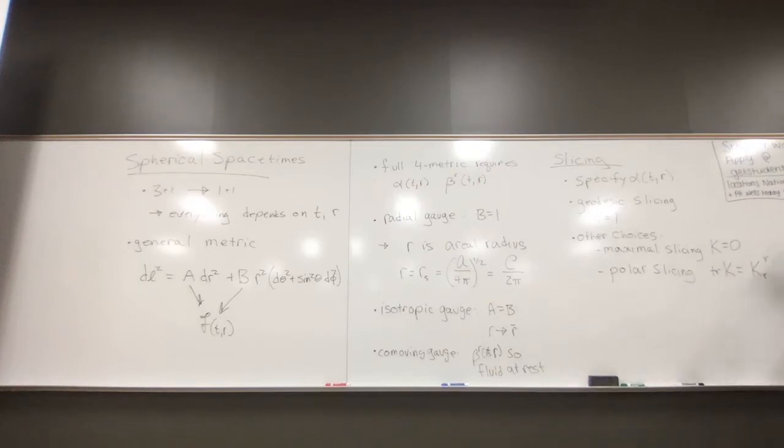These are some other choices. Now the book goes into some nice detail on maximal slicing. Maximal slicing is pretty commonly used in a lot of different numerical simulations. At the end of today, I will show you the evolution equations based on polar slicing, which is pretty convenient for use in numerical simulation, at least in spherical symmetry, and I'll show you why that is.